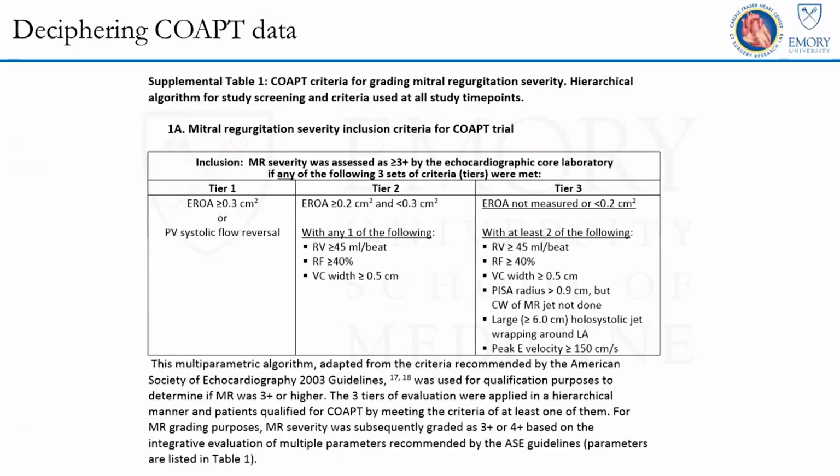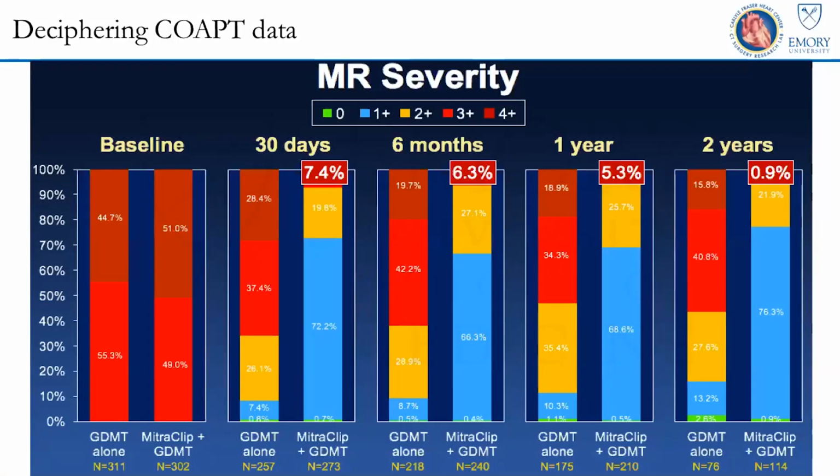The second challenge in the COAPT trial is that even though the label states that the COAPT trial criteria was based on the American Society of Echocardiography, when you read the fine print, what you understand from the trial is that the adjudication criteria for the severity of MR was significantly divergent from what is defined by the American Society of Echocardiography, as stated here.